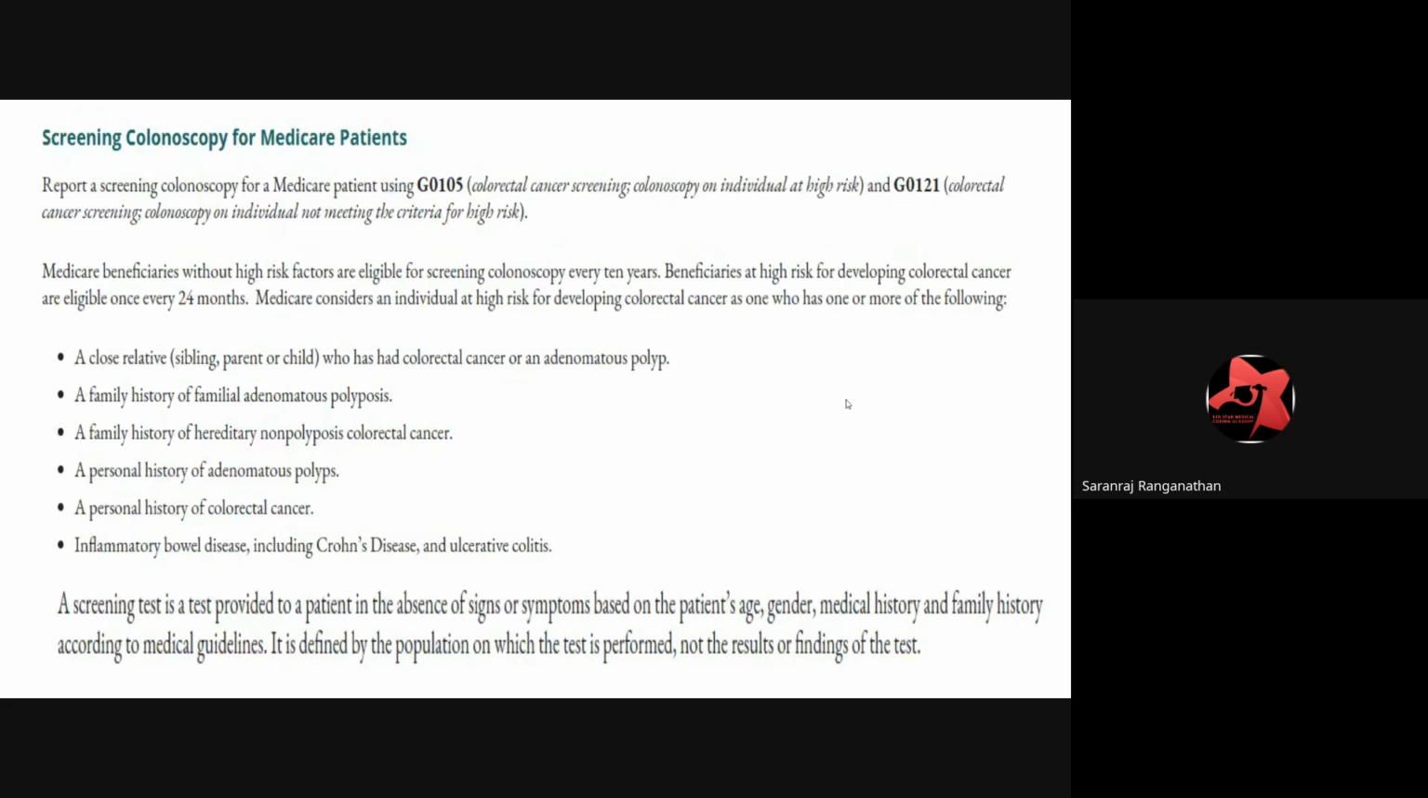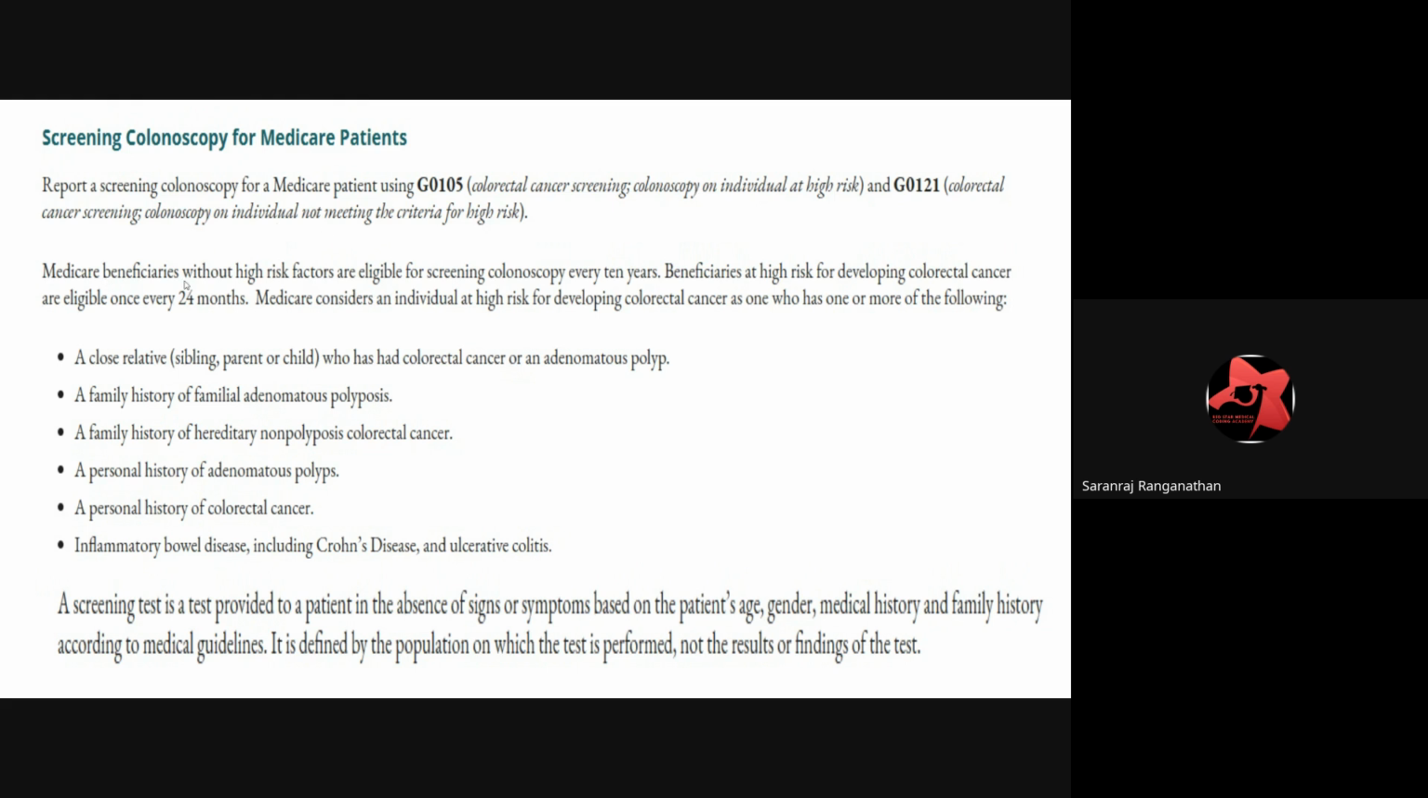Okay, then next concept is screening colonoscopy. When they do the screening, if the patient doesn't have any abnormality, there are no symptoms, and they are doing it for the screening purpose, means in that time we have to use the screening code. So to report a screening colonoscopy for a Medicare patient, we have to use the CPT G0105, which means colorectal cancer screening colonoscopy on an individual at high risk. And G0121, colorectal cancer screening colonoscopy on an individual not meeting the criteria for high risk. Okay, these two CPT series we have to use.